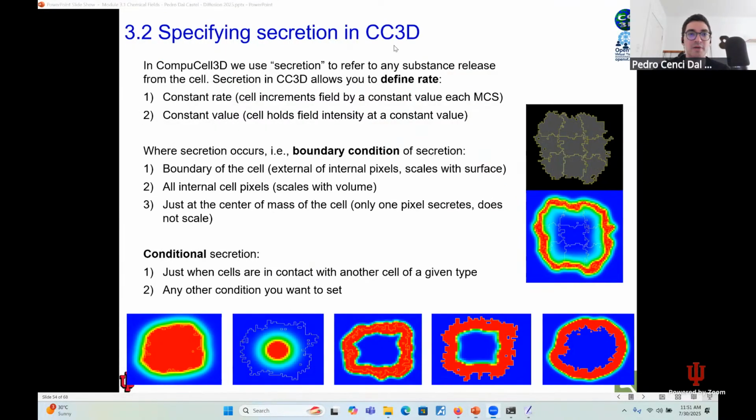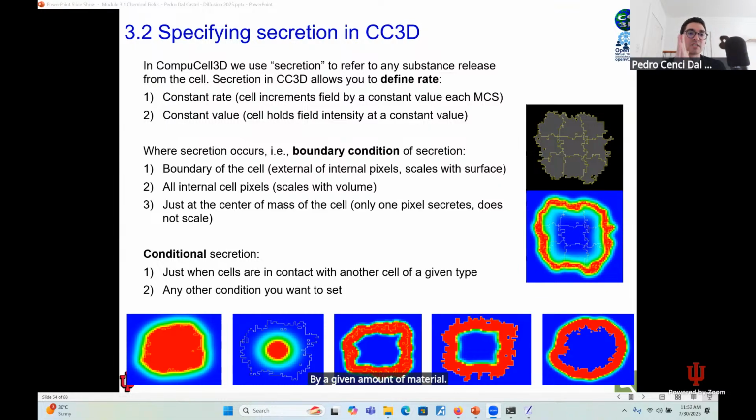Then, for specifying secretion in CompuCell3D, you can define the rate, and there are two kinds of rates, let's say. You can set a cell to secrete a chemical by applying a constant rate. So it's basically what we saw. It's a constant rate, a positive number you add to the diffusion equation. So every Monte Carlo step, the cell increments a field by a given amount of material.